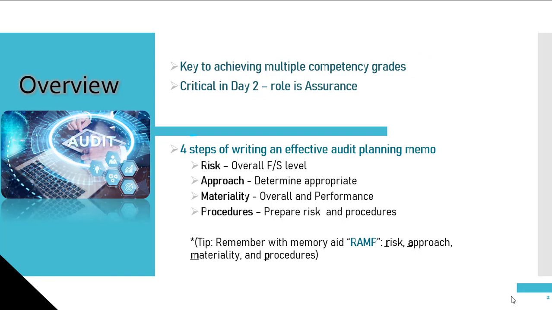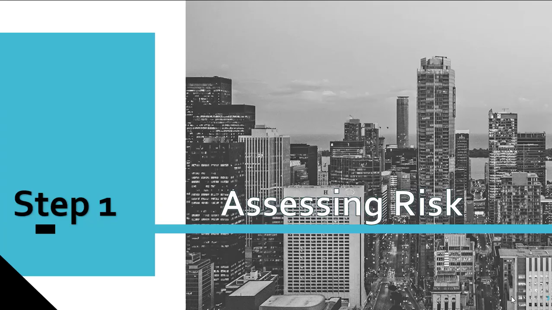Let's walk through the 4 steps of writing an effective audit planning memo. That is risk, approach, materiality, and procedures. This is often abbreviated as RAMP to better help you remember during an exam. Note that for Core 1, performance materiality will not be necessary to receive a C. Let's start with reviewing how to assess risk.